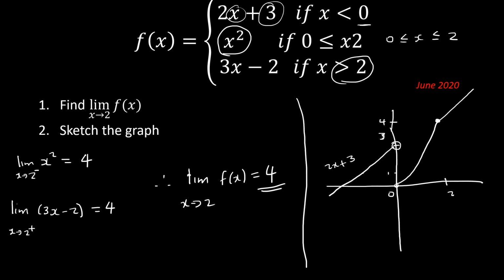Just like that. This is your x squared graph. This is your 3x minus 2. This is the graph they wanted.